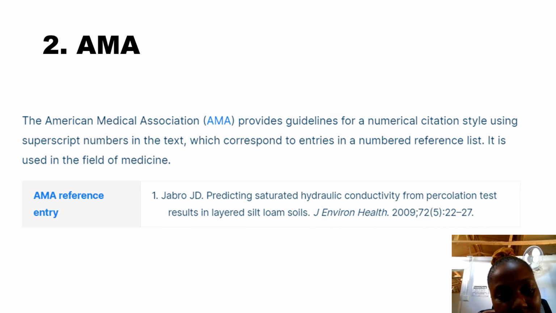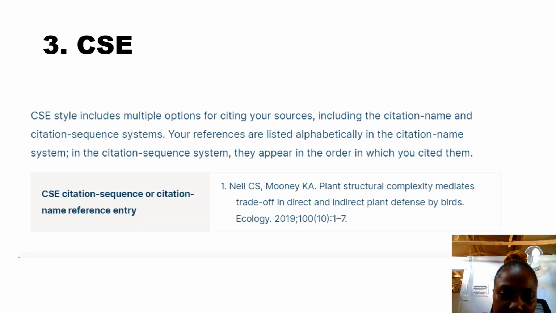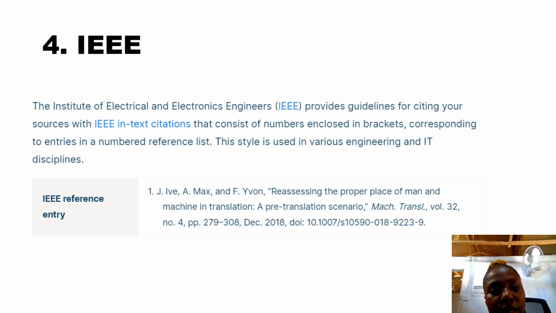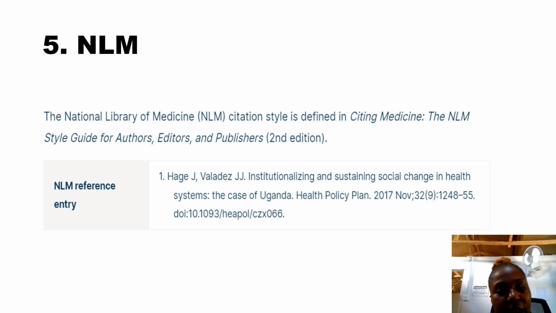Then the AMA, American Medical Association. This is how they enter their reference. And of course, the in-text citation, remember, we said it's a number. We are under the numerical styles. Next, CSE. This is how they enter their reference. Okay. IEEE, Institute of Electrical and Electronics Engineers. They enter using the reference like this. Okay. NLM, National Library of Medicine. Their reference entry is this.